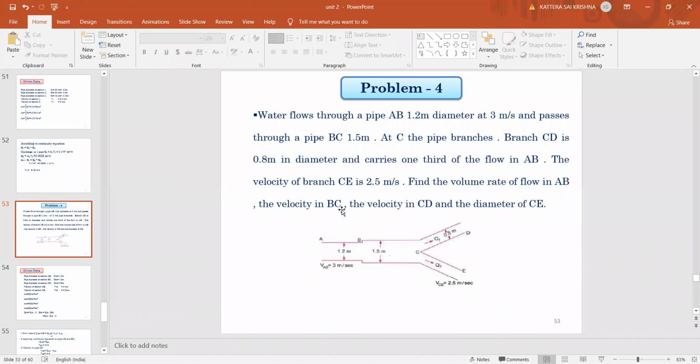Next, find the velocity in BC. So we need to find VBC, and we need to find velocity in CD. So VCD we need to find, and diameter of CE we need to find. So many things are there to find out. QAB, VBC, VCD, and diameter of CE, DCE, we need to find. So please copy the question. Just inform me after copying it. Draw the diagram also.